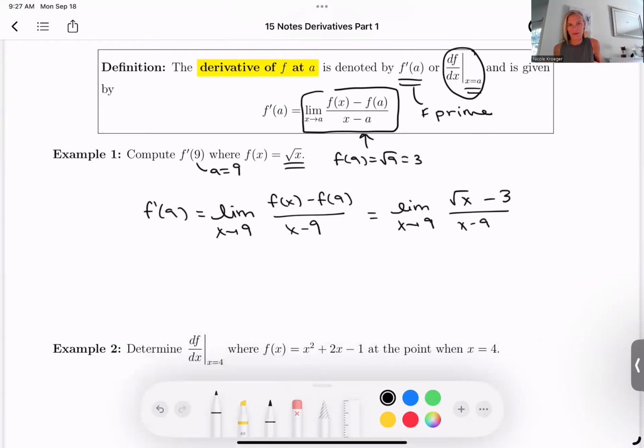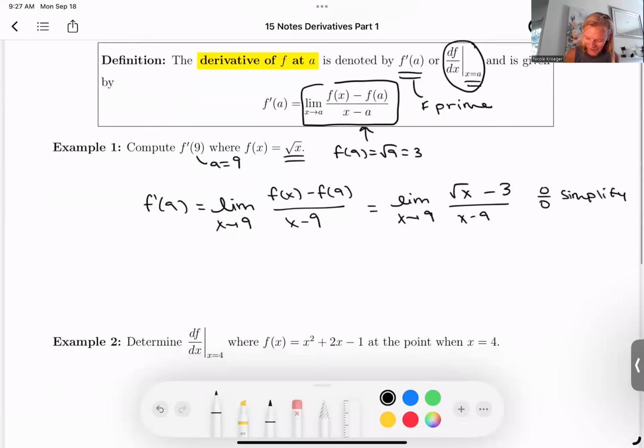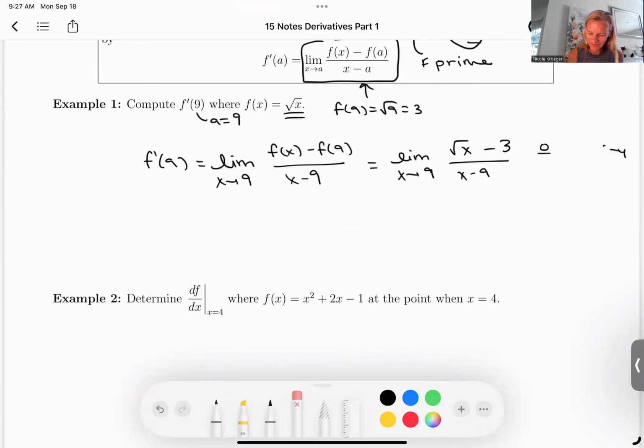Now we just have to compute a limit algebraically. So now we've boiled that down to a problem we could have done for the last test. So if we plug 9 in here, we're going to get 0 over 0. So we need to simplify. In all of these examples, you're going to have to simplify, just an FYI. When we've got those square roots, the way to simplify is multiplying by the conjugate.